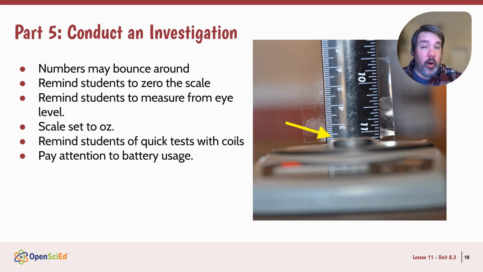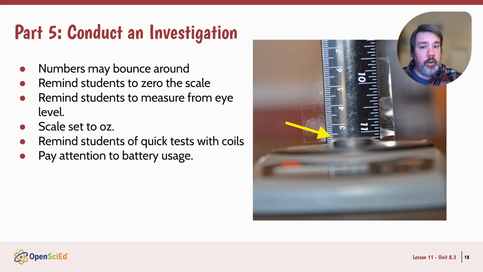This time we are controlling the distance. So we really want to be as specific as we can about the distance we are holding our magnets or our coil away from the other magnet taped to the scale. Just like last time, we're going to set the scale to ounces.